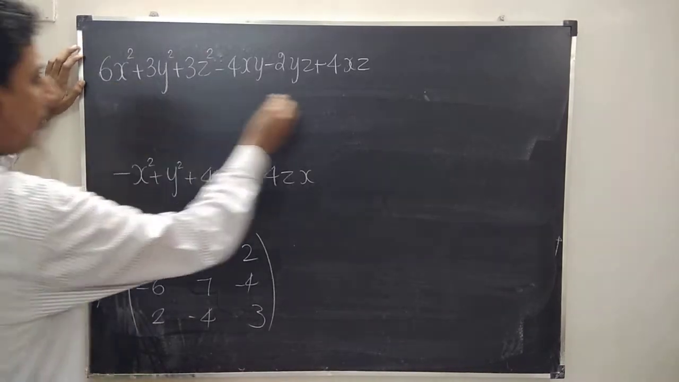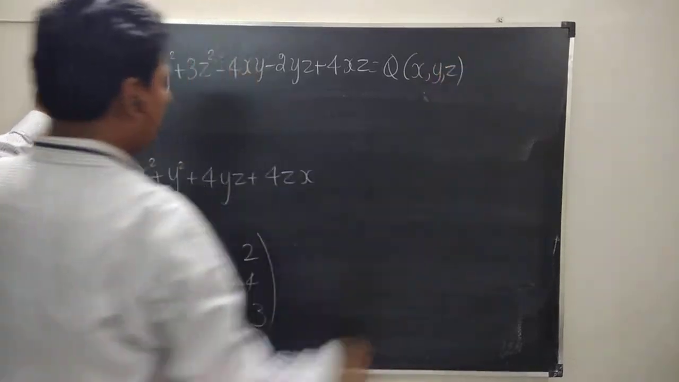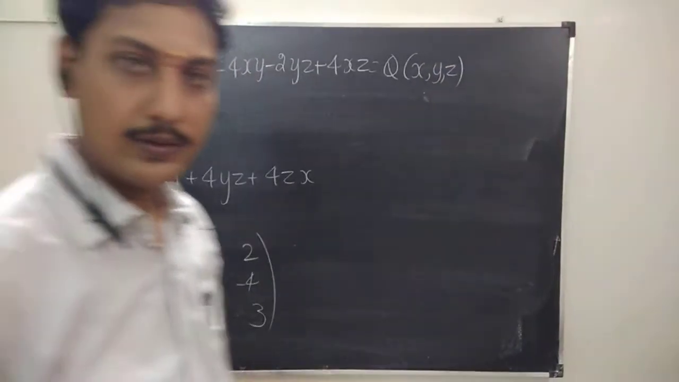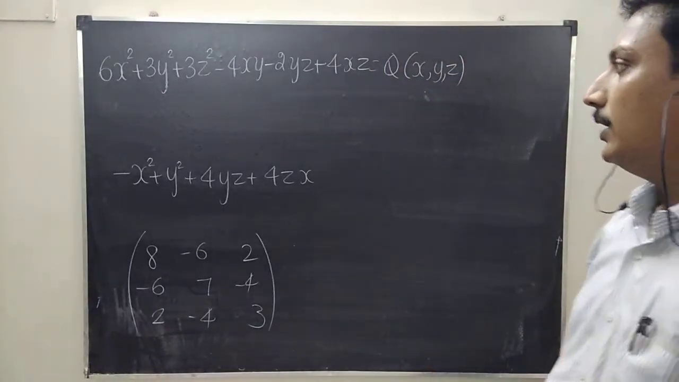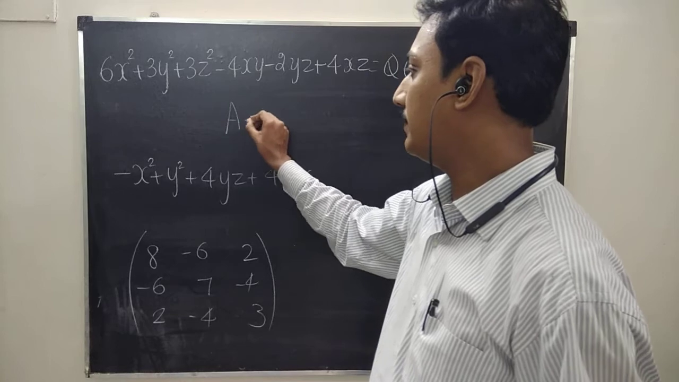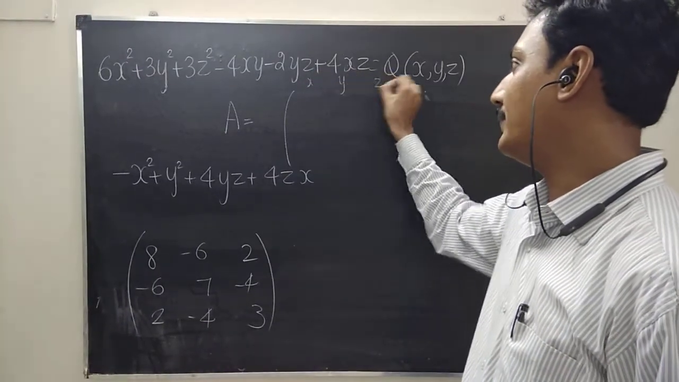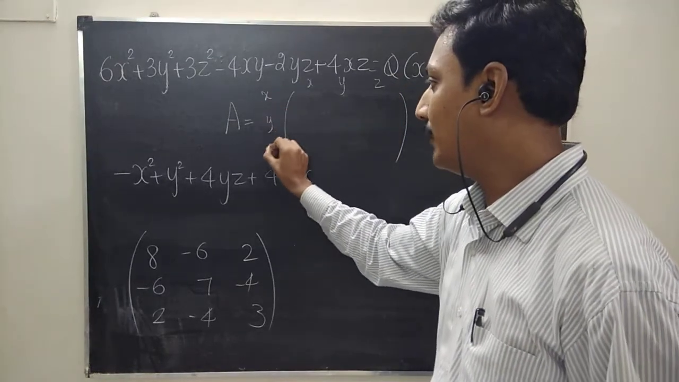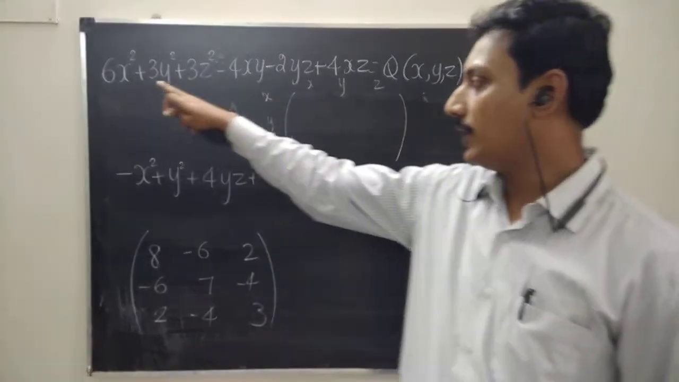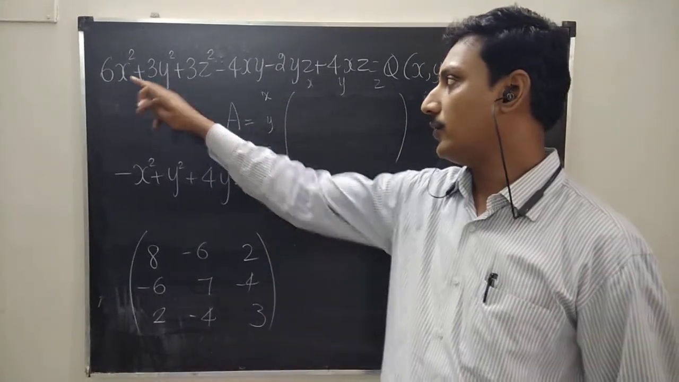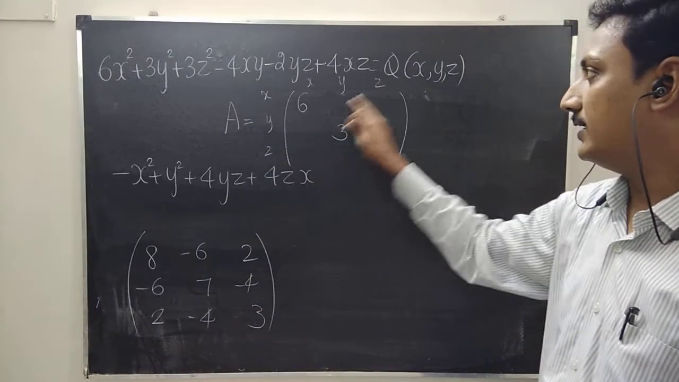This is the given quadratic form Q. Here the variables are x, y, z, so there are three variables. Now, what is the corresponding real symmetric matrix A? How will we write this one? Row-wise x, y, z and column-wise x, y, z. So what about the diagonal elements? It is x into x squared, so fill up the squares. The x squared coefficient is 6, y squared is 3, and z squared is 3.